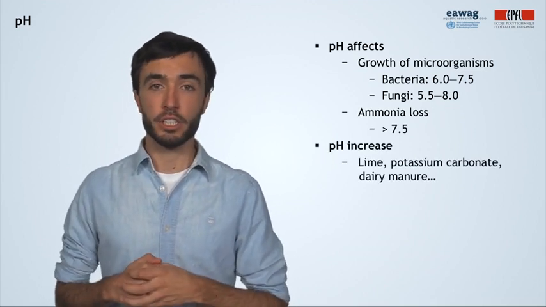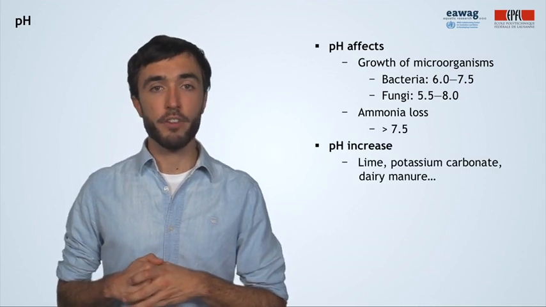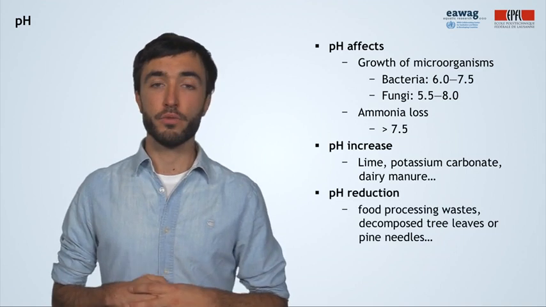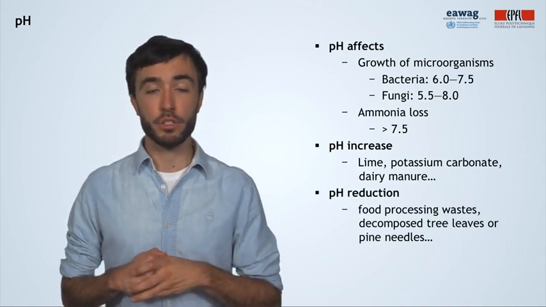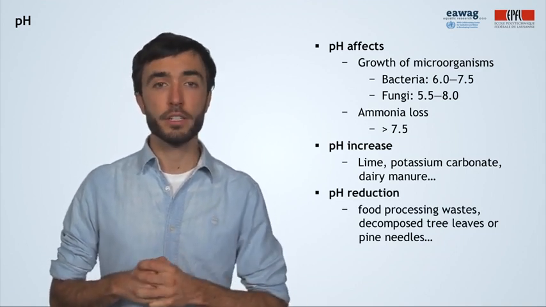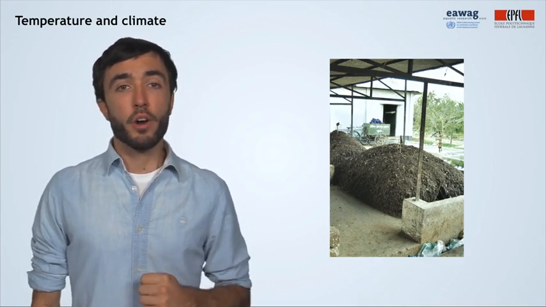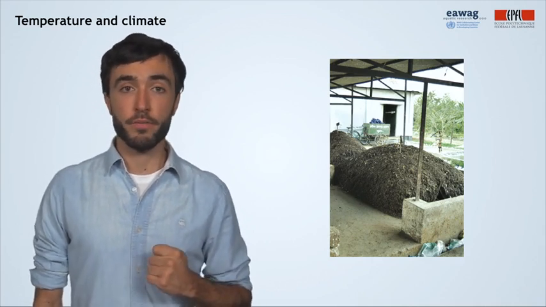Certain materials such as lime, potassium carbonate, and dairy manure can raise pH, while other materials such as food processing wastes, decomposed tree leaves, or pine needles can lower the pH. Our last parameter is temperature. Ambient temperatures affect microbial growth and activity in the compost pile, and hence the rate at which the raw materials decompose. In tropical climates, as in Indonesia shown here, composting can take place throughout the whole year.